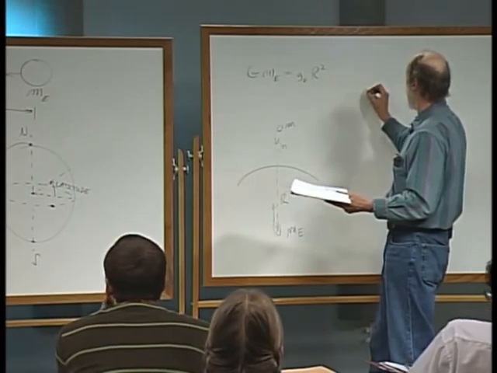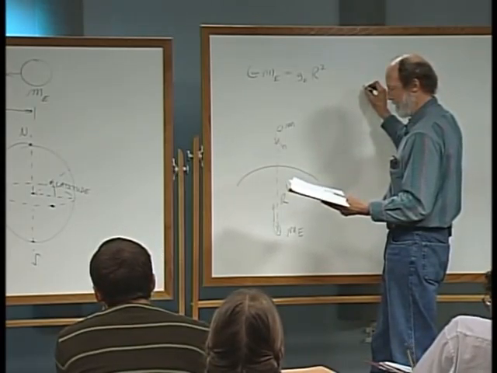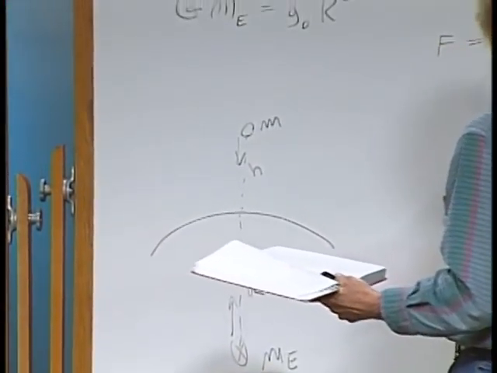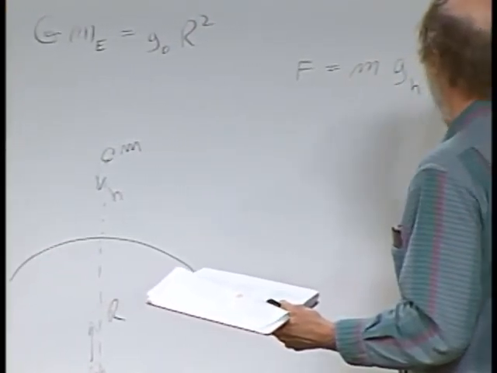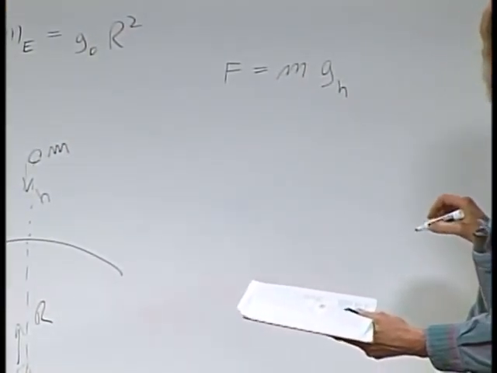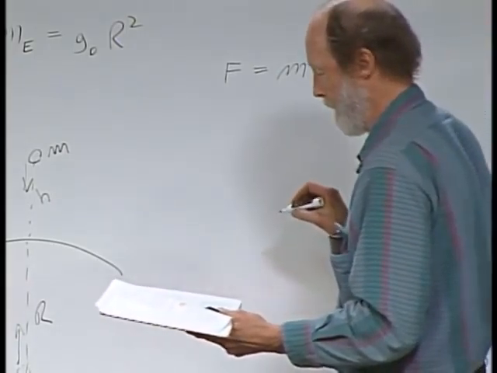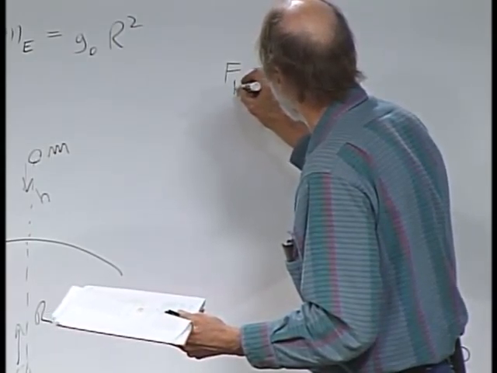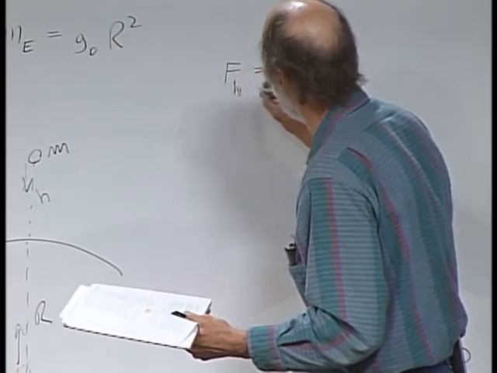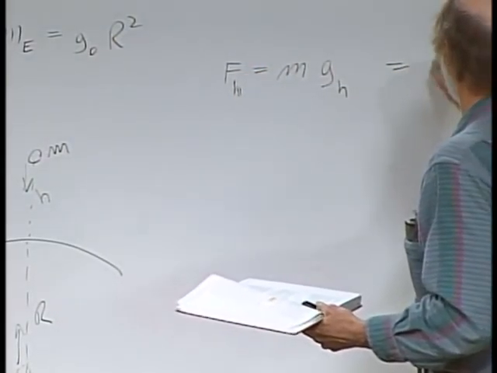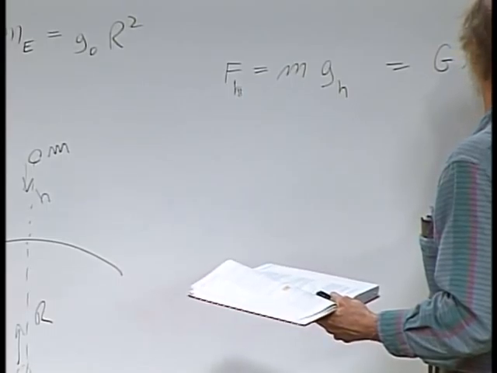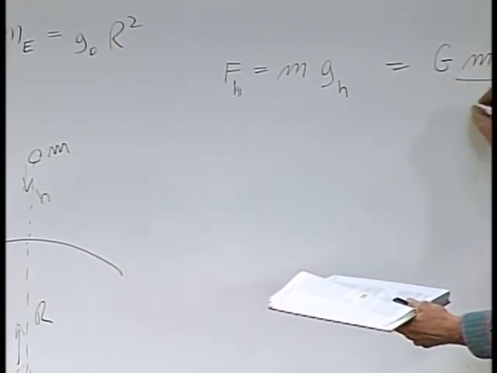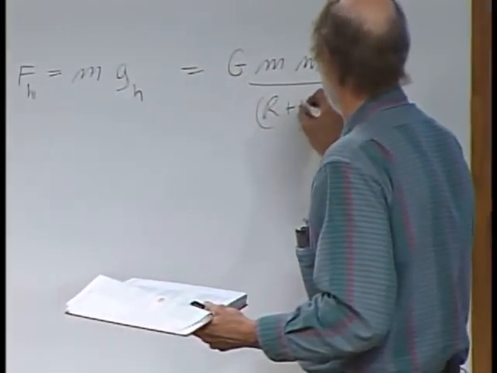So if we write that equation, then we have that the force is equal to the mass of our object times the gravitational acceleration at some height h. And this is going to be the force of attraction at this height h. Let me label it that way. And that has to be equal to the gravitational constant times the mass of the object times the mass of the Earth divided by R plus h squared.